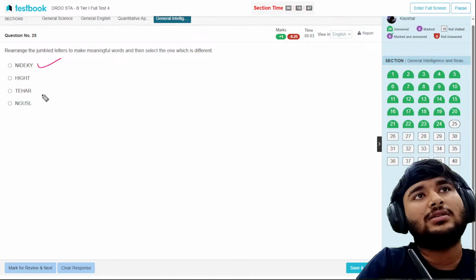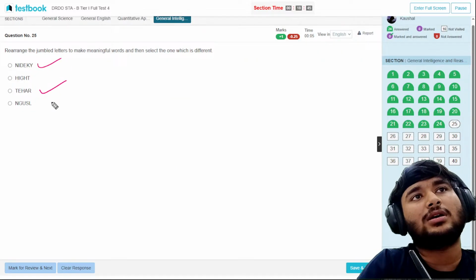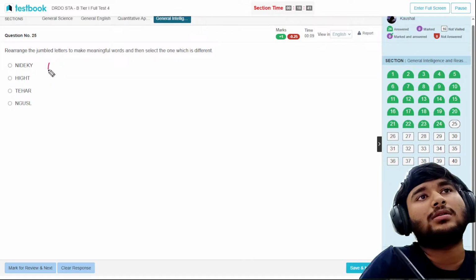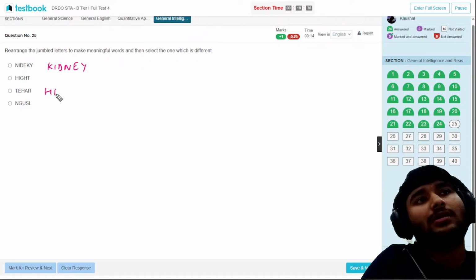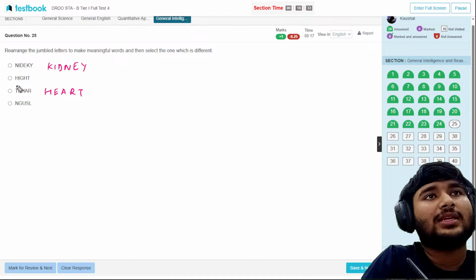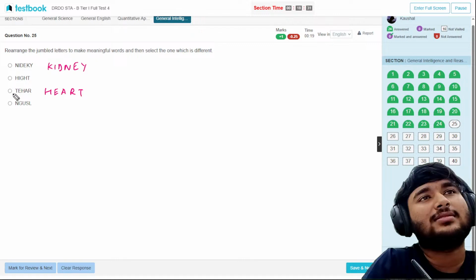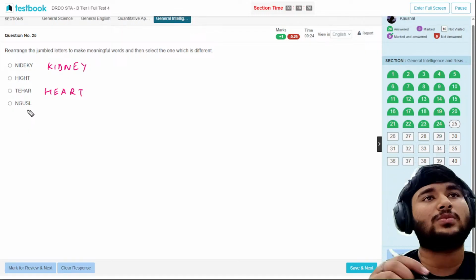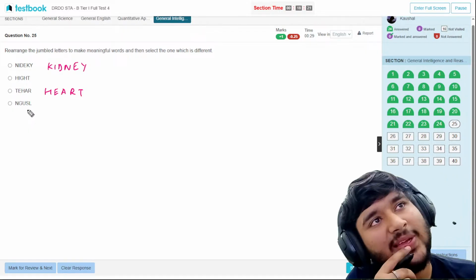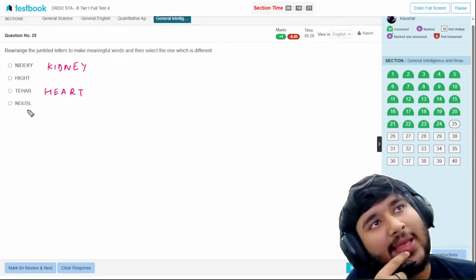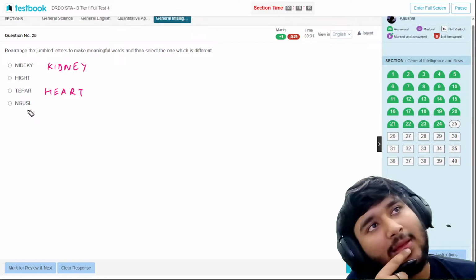Kidney. It's heart. क्या है? टाइट. गल्स्ट. ठीक है, गल्स्ट. SLUGN, lungs.